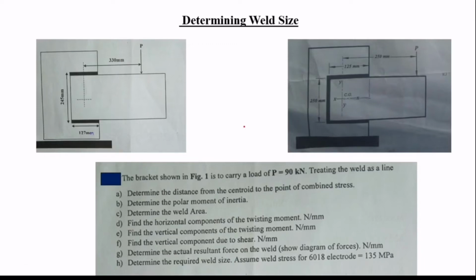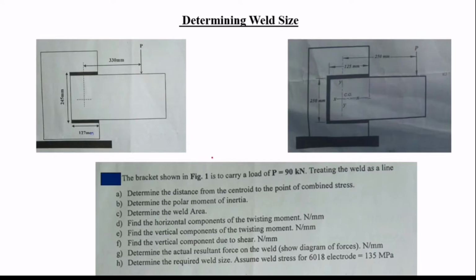Determining the weld size can sometimes be very difficult, but in this video I'll do my best to make you understand how we can determine the weld size of a bracket using these two questions. In this question we have this one, which is two, and this is three. So the question is asking us to find what from A to H.